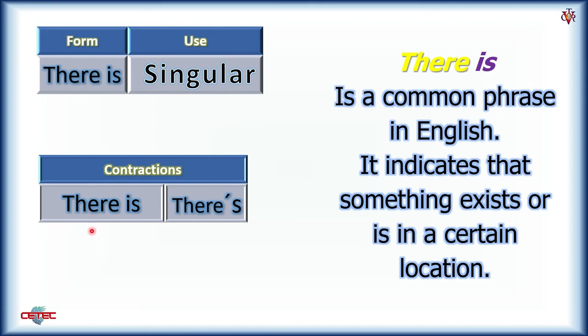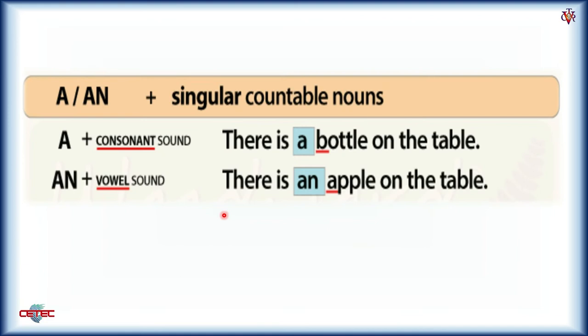Here, the phrase there is has a contraction. The contraction is there, apostrophe, s. There is. Here, let's see an example. Don't forget that we have to use a and an, plus a singular or countable noun. A, consonant sound.